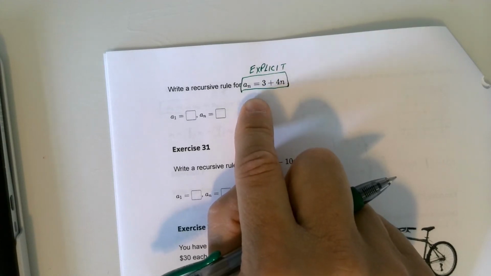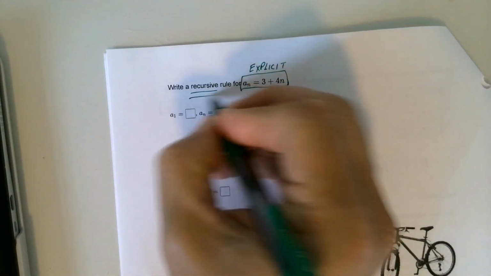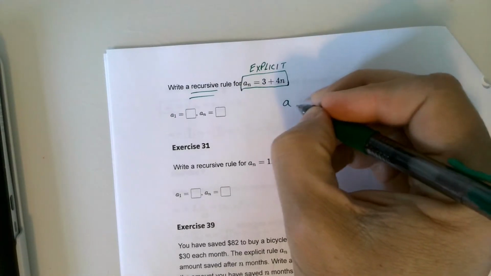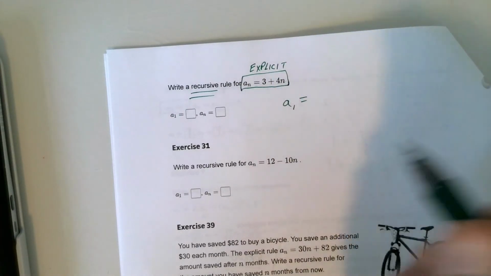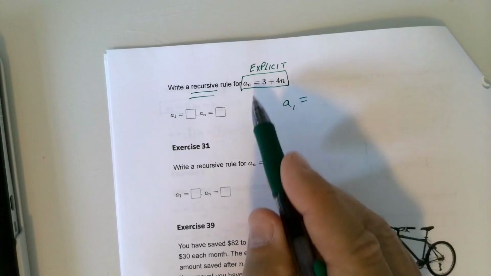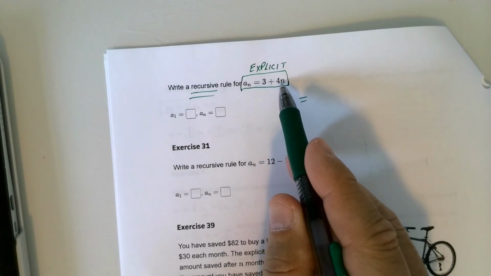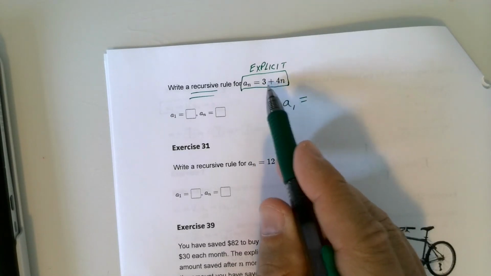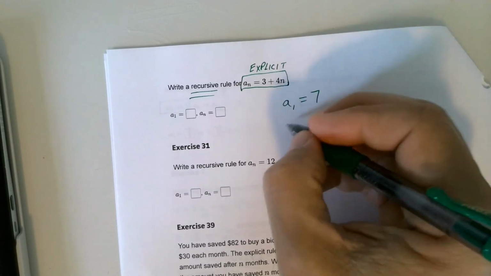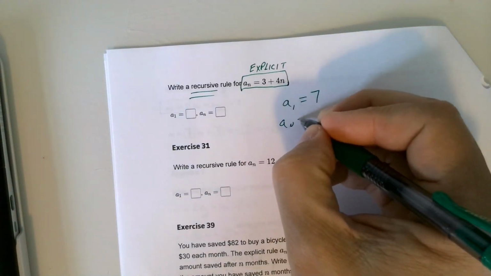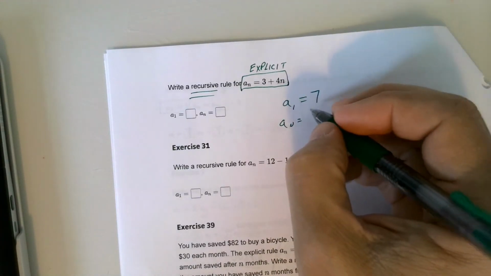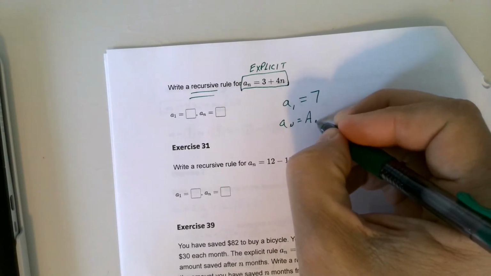Okay? But it says, please write a recursive. And again, recursive needs 2 parts. So I need to know what a sub 1 equals. And how do I get the first term? Well, I just simply plug 1 in. So 4 times 1 is 4, plus 3 is 7. So a sub 1 equals 7. And a sub n equals, and then a sub n minus 1.